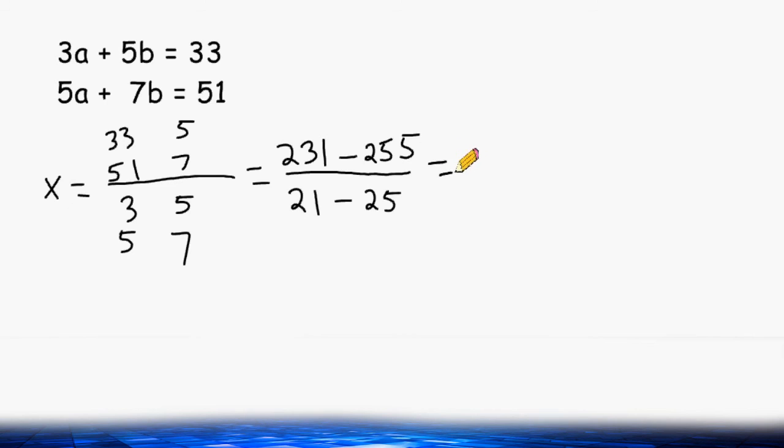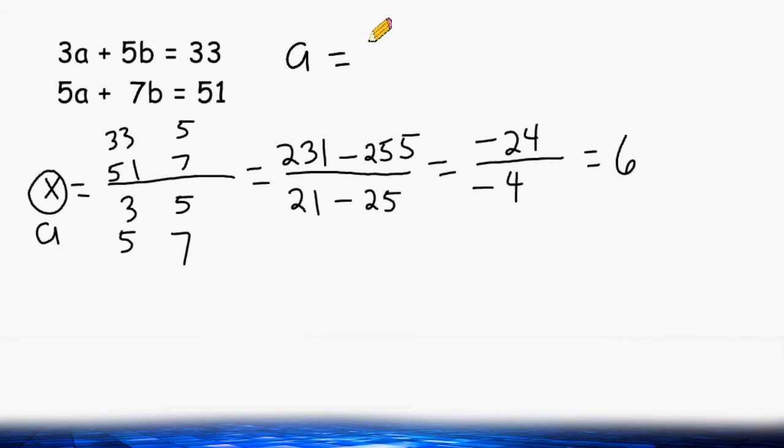Now for the numerator, we have 231 minus 255. And that is equivalent to -24. 21 minus 25 is equivalent to -4. And when you have two negatives that are being divided, that will result in a positive. So -24 divided by -4 is equal to +6. So we have determined that the a value, and notice here I put an x, it's actually an a in this case. So let me just stick an a right there. So the a value is equal to 6.